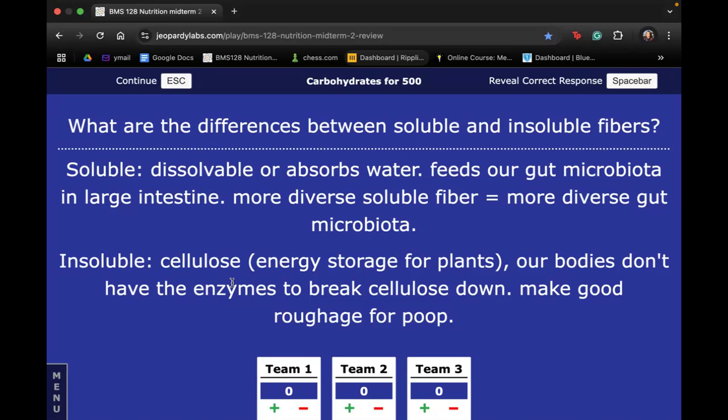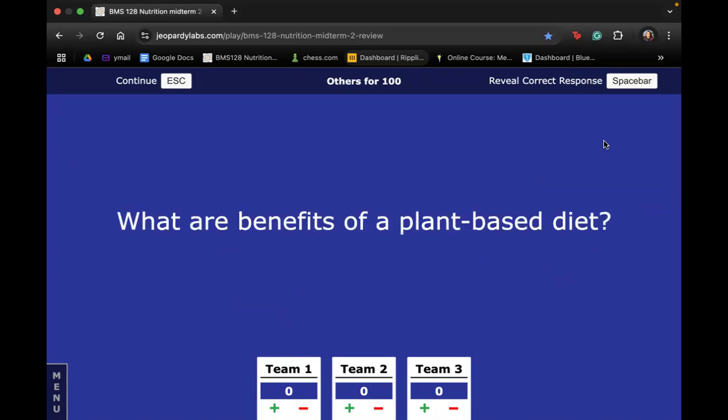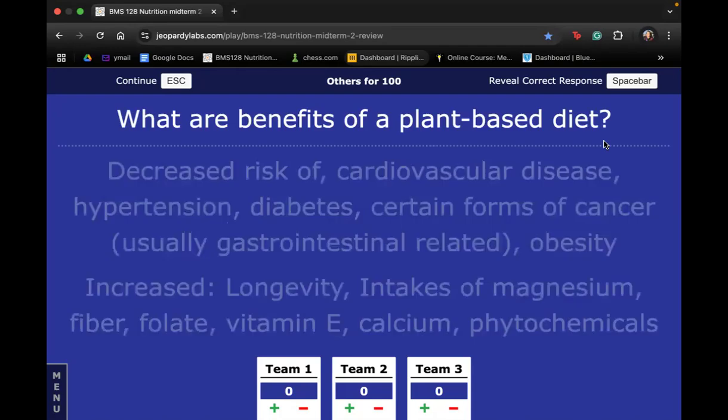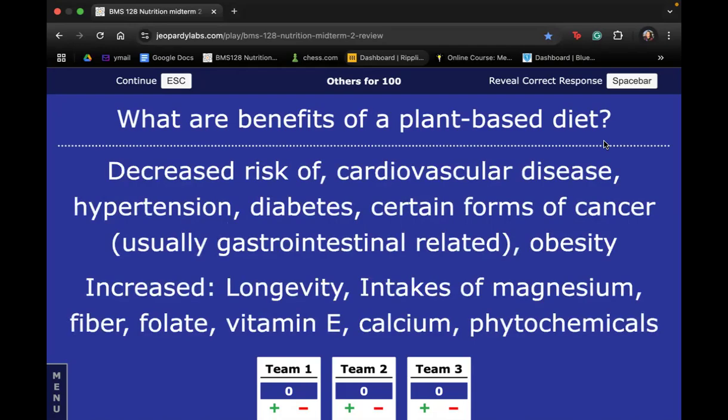Okay, others. What are benefits of a plant-based diet? You're not getting as much sodium in comparison to poultry. There's way more sodium in meats and poultry, I think, because you can get the same amount of everything you need in a plant-based diet. You don't necessarily need poultry, right?